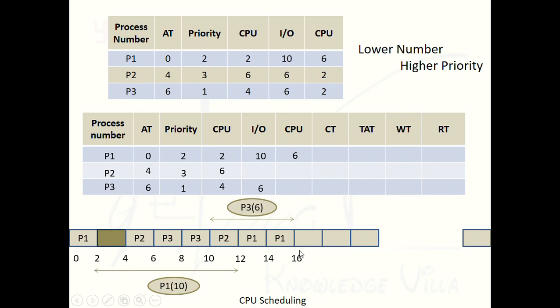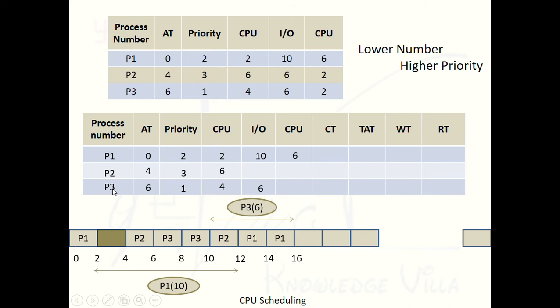But here at time unit 16 we have to compare the priority of P1 and P3, because here P3 is completing its work of IO devices and P3 is again reaching to use the CPU. So we will compare the priority of P1 and P3. P1 has a priority number 2 and P3 has a priority number 1, and lower number has a higher priority. So definitely P3 has a higher priority. So we will stop P1 in between the execution and we will allocate CPU to the process P3.